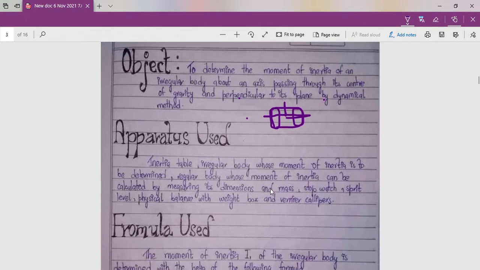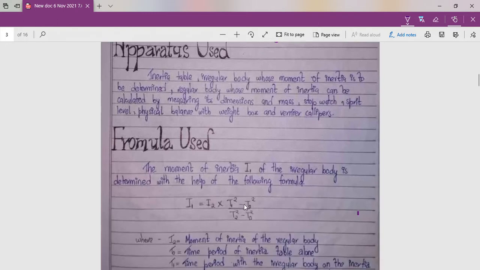Apparatus used. The required apparatus for performing this experiment is: inertia table, irregular body whose moment of inertia is to be determined, regular body whose moment of inertia can be calculated by measuring its dimension and mass, stopwatch, spirit level, physical balance with weight box, and Vernier calipers.